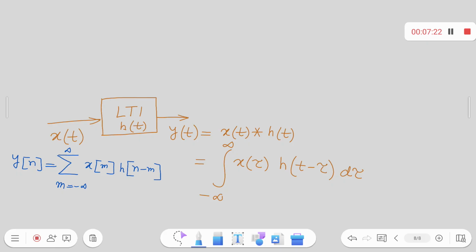Suppose in case of x(t), I provide delta(t). So I'll be getting something, and that is basically my impulse response. If x(t) is equal to delta(t), this y(t) is equal to h(t). So even if the system is non-LTI, you can calculate the impulse response. But that impulse response will not characterize the system properly. This characterization is possible if and only if the system is LTI. You cannot know everything about the system just by performing only one experiment for a non-LTI system.